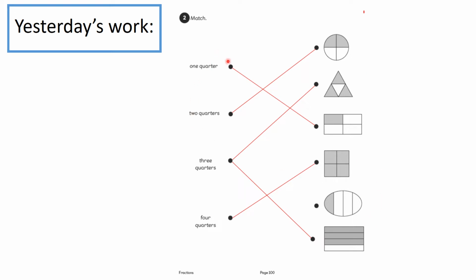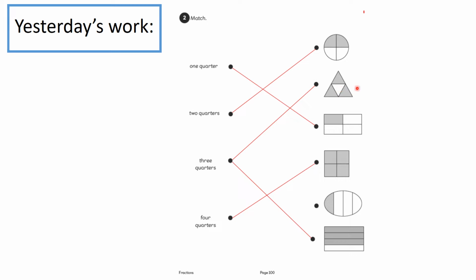And then on the second page we needed to match the fraction in words to the fraction being shown in the picture on the shape. So 1/4 we should have matched to the rectangle because 1 out of those 4 equal parts is shaded, so it's showing us 1/4 of the rectangle. 2/4 we should have matched to the circle because there are 2 parts out of the 4 equal parts shaded in.